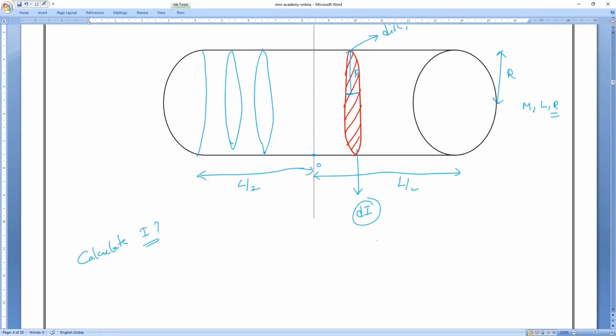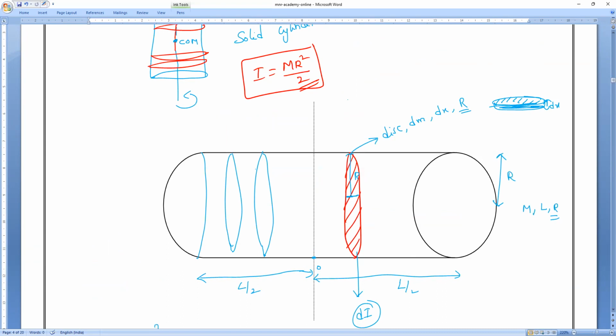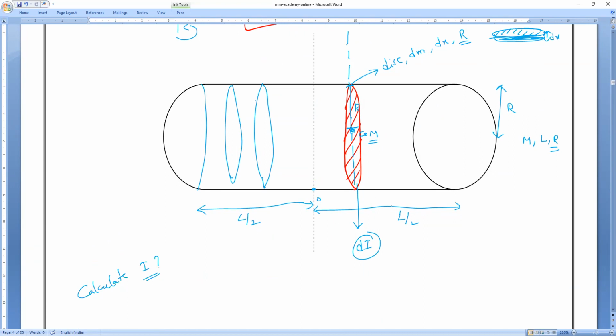Anybody can tell how it will be? The moment of inertia of this small particle. All of you imagine it is like a small disk, and the axis of rotation is passing through the center of mass, COM. Okay, disk. So what is the dI equal to? dI through the center of mass.